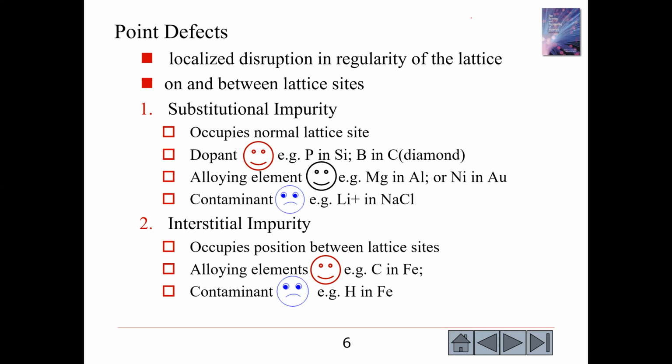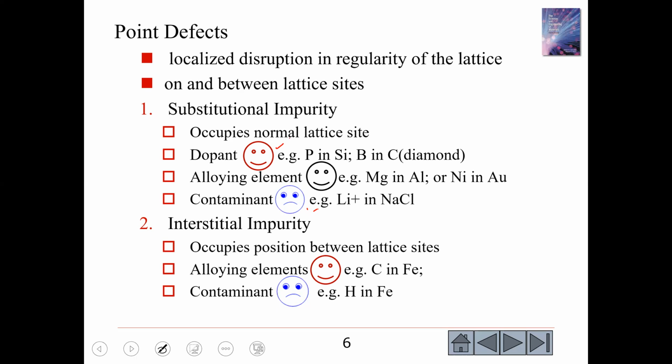Whereas, on the other hand, contaminants are the impurities which you do not want in the material and you want to purify it. You want to remove those contaminants. So dopants are desirable impurities, that's why I have made a smiley face. And contaminants are undesirable impurities, so that's why I have made a frowny face. Alloying elements are also a kind of dopant, because alloying is actually adding deliberate impurities inside a host material.